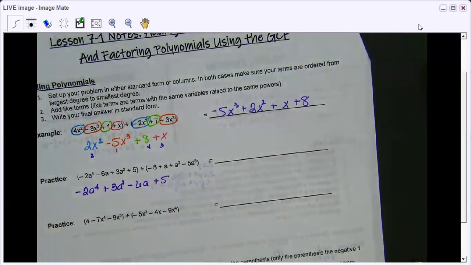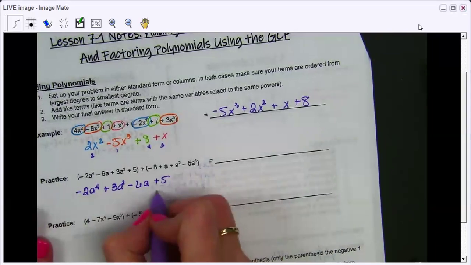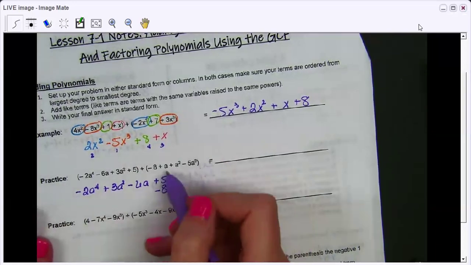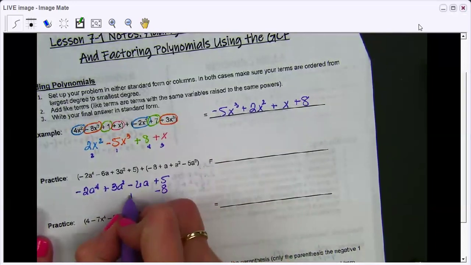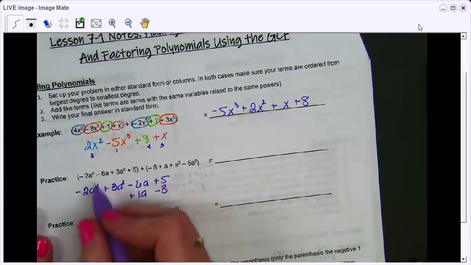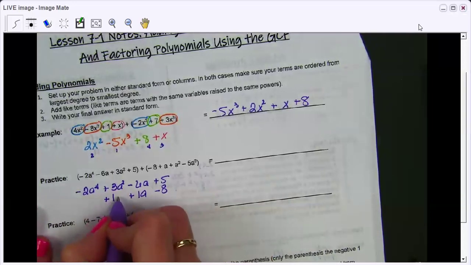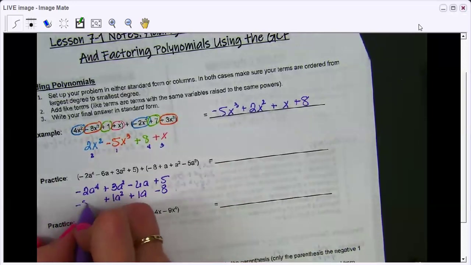but when I stack it, I have to put like terms under their like terms. So for example, negative 8 is going to go below negative 5. A is going to go below negative 6. So that would be like a positive 1a. A squared is going to go under 3. And then negative 5a cubed will go under the negative 2.